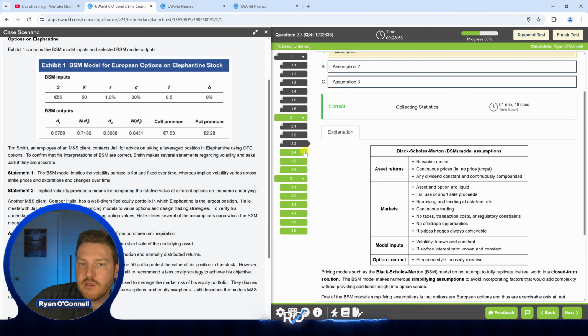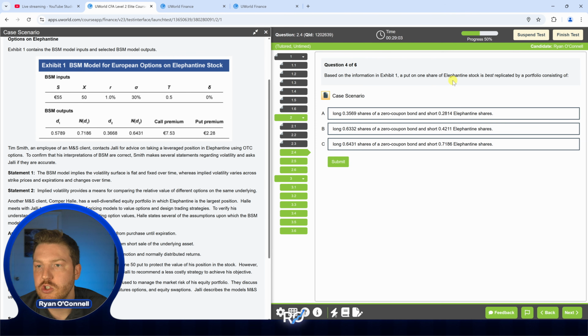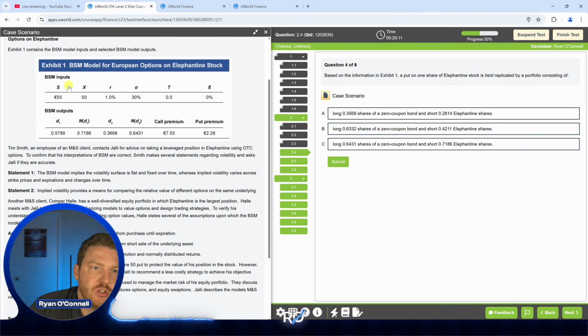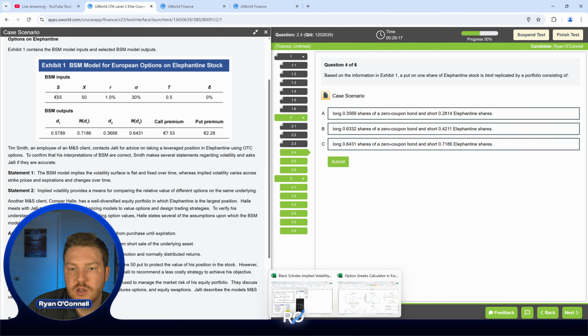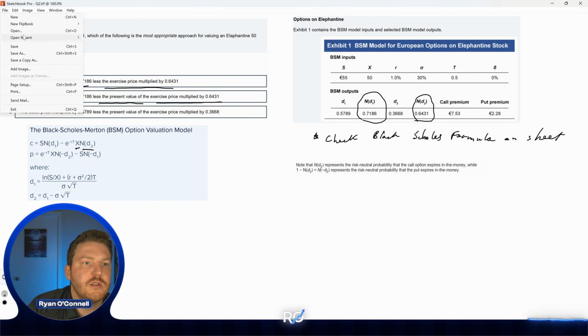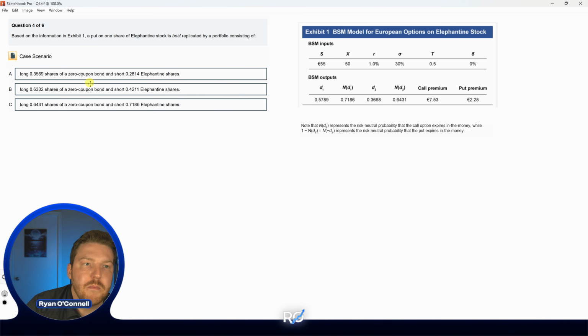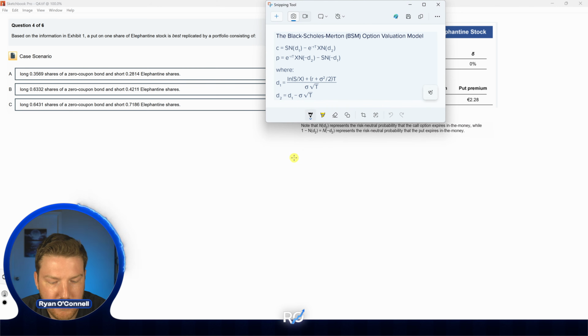So now let's keep it moving, and I'll go to question 4, which is, based on the information in Exhibit 1, a put on one share of Elephantine stock is best replicated by a portfolio consisting of... And so then we're just going back to Exhibit 1. This is going to be a similar question as what we had for question 2. So let's open up what I had for this one. Okay, so let me grab that same formula. I still have it here.